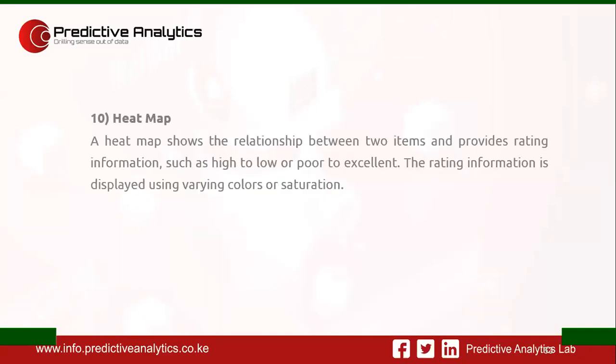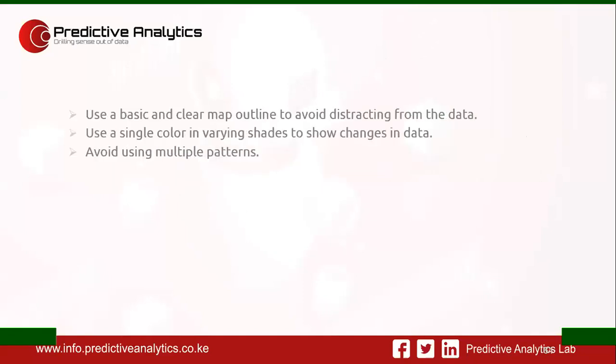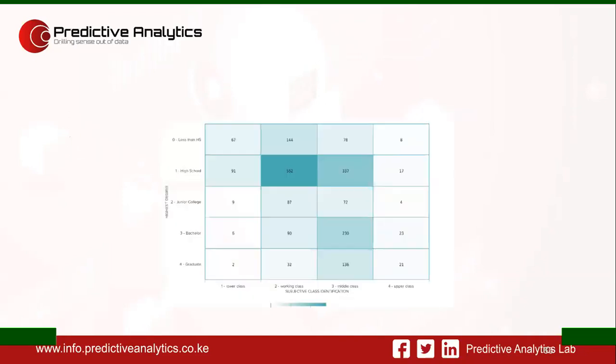So next we have a heat map. A heat map shows the relationship between two items and provides rating information such as high to low or poor to excellent. The rating information is displayed using varying colors or saturation. So that's a heat map. Best practices: use a basic and clear map outline to avoid distracting from the data. Use a single color in varying shades to show changes in data, and then avoid using multiple patterns. So this is an example of a heat map.